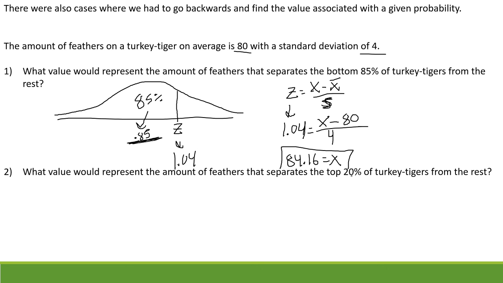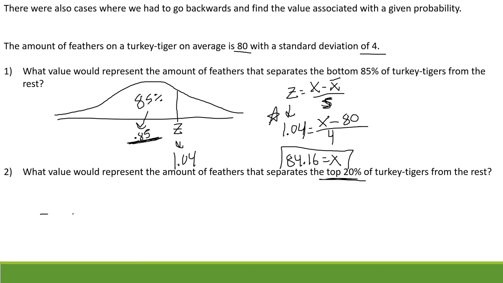So once again, this backward problem just requires you to look up your p-value in the middle of the table first, and then go to the sides to figure out your z-score, and then plug it in your formula to solve. So what value would represent the amount of feathers that separates the top 20%? This one here says the top 20%, not the bottom.